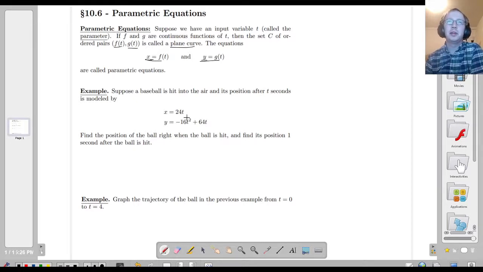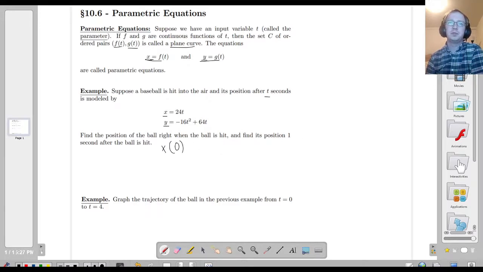So in this example, we have a baseball being hit into the air. We have a function for its x-coordinate at a given time, and a function for its y-coordinate at any given time, and t is the number of seconds after we hit the ball. So the first question is find the position of the ball right when the ball is hit. So let's plug in t equals 0.